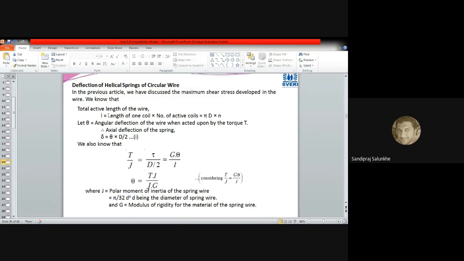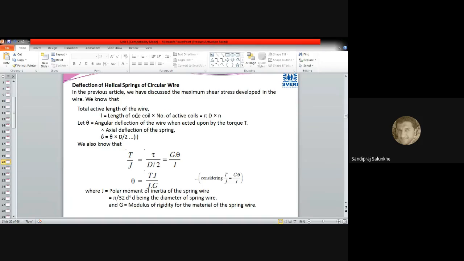Now let us consider L as the active length of that wire. Active length means the total length of that wire when it is unwound, that is, when the spring is unwound. That means it will not remain as a spring. The coil which has been formed will not remain as a coil. It will become a straight wire. So that length, if you want to calculate, is considered as L.